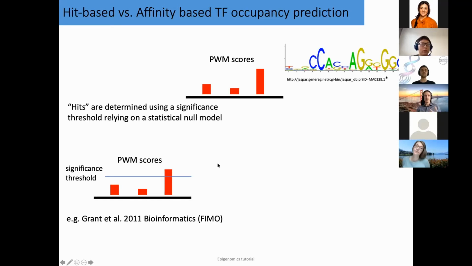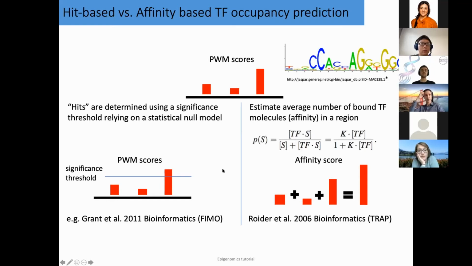That's the most widely used idea of how you use these PWMs for motif prediction, and that's really fine. But there is an alternative way you can interpret those models, if you think about it more from a biophysical aspect. The idea is that transcription factors are not making binary decisions, in the sense that they bind the DNA and then stay there indefinitely.